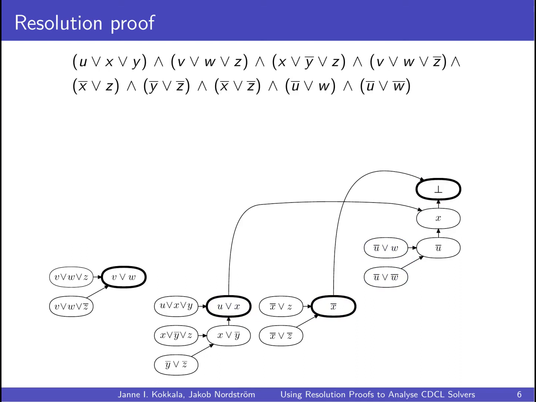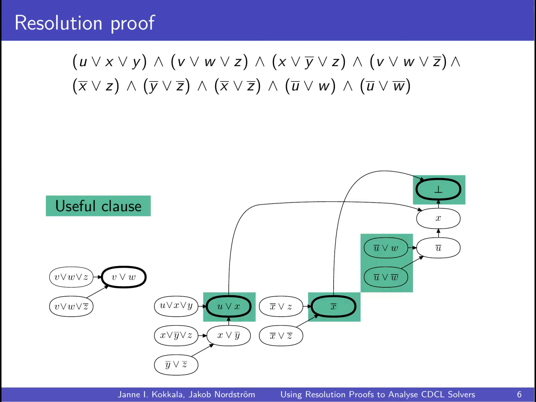Okay, then we can ask what part of the derivation and which clause usages were actually useful for reaching the result. Well, obviously the empty clause is of course needed because it is kind of the final result. Then all clauses that were used to derive this are also considered useful. And all clauses used to derive them, and so on, and so on.